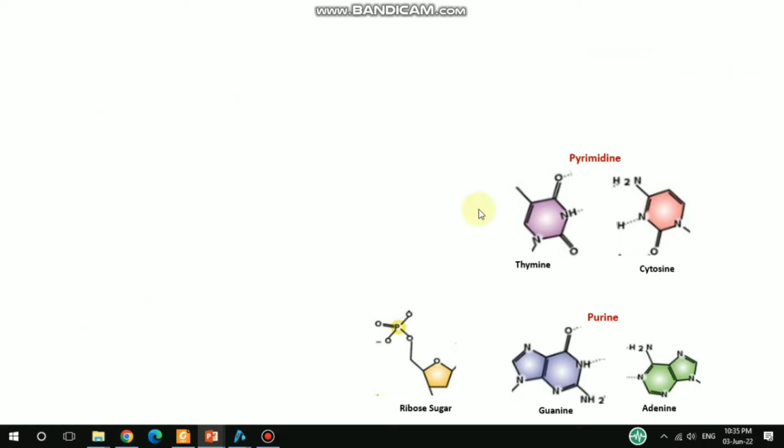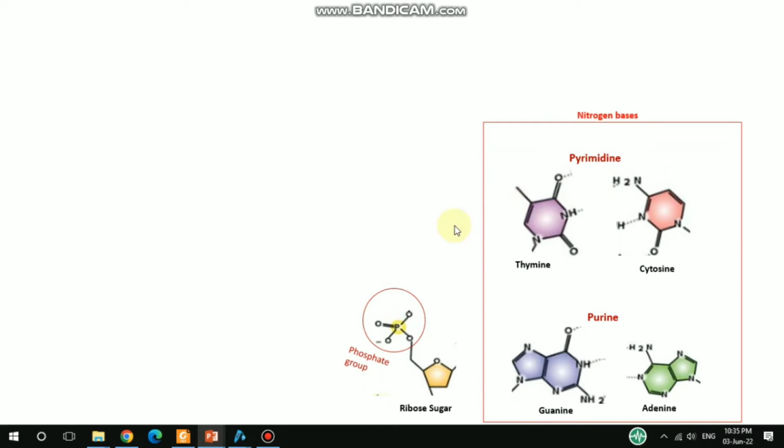As I mentioned earlier, there are 4 different bases: thymine and cytosine are pyrimidine bases, and guanine and adenine are purine bases. And there is also one ribose sugar along with the phosphate group. So this DNA contains these nitrogen bases along with the ribose sugar and phosphate group.